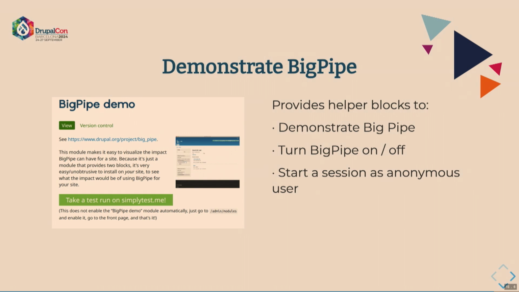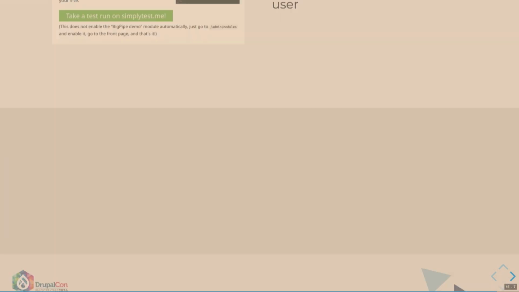We have the BigPipe demo, which is also interesting. It allows you to demonstrate BigPipe. You can turn it on and off, and for example, do some testing on page loads, etc. And it also allows you to start a session as an anonymous user, which is interesting, because if you are an anonymous user without a session, you will be served by page cache. If you start a session, you will be served by dynamic page cache and BigPipe.